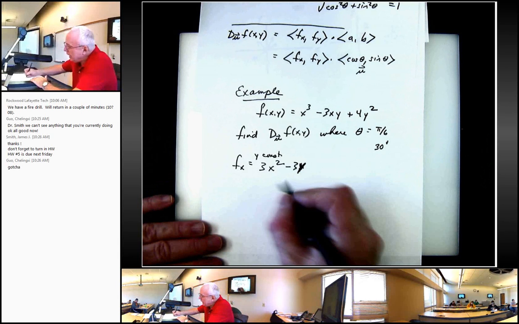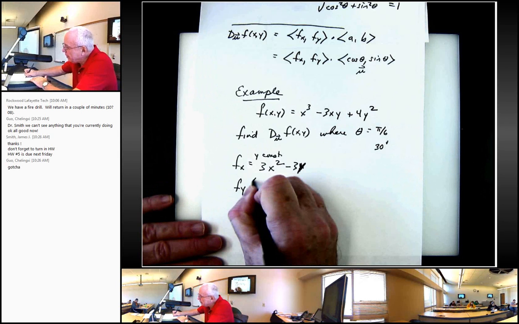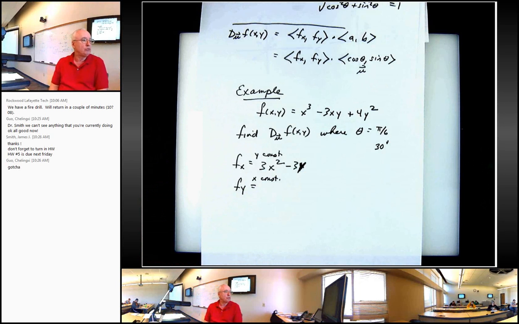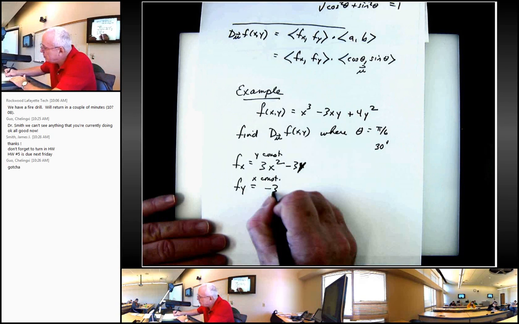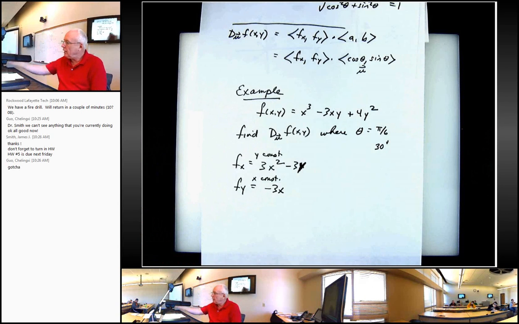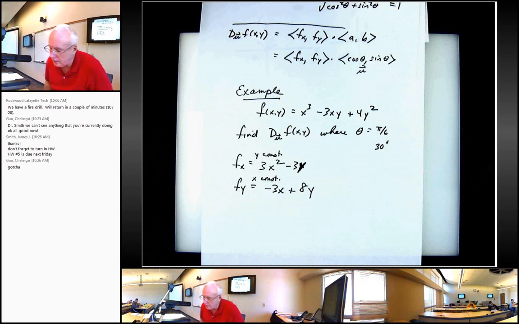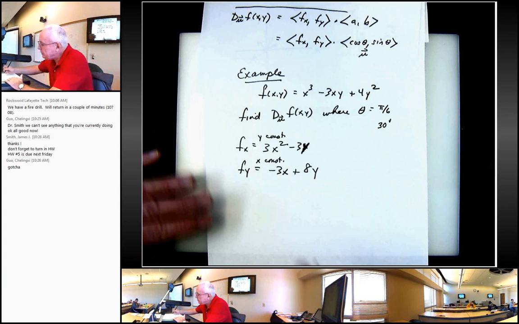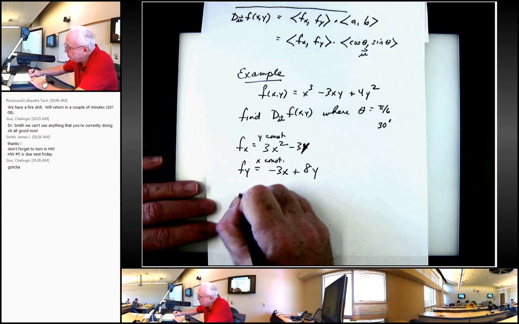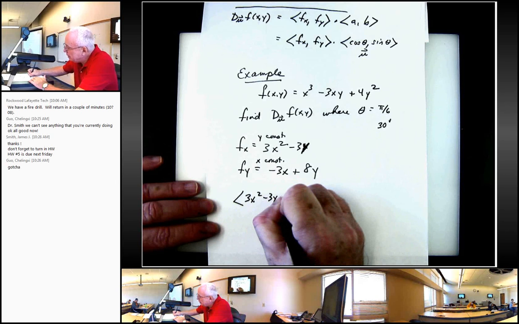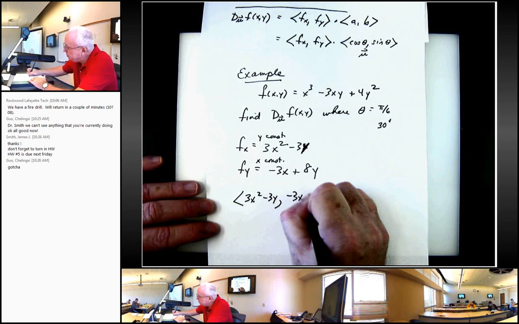And then let's get fy. Here x is constant. So now my x cubed goes to 0. And my middle term is minus 3x. The y goes to a 1. And then plus 4y squared becomes 8y. All right. Now, basically then, we have here our fx is 3x squared minus 3y, comma, minus 3x plus 8y.